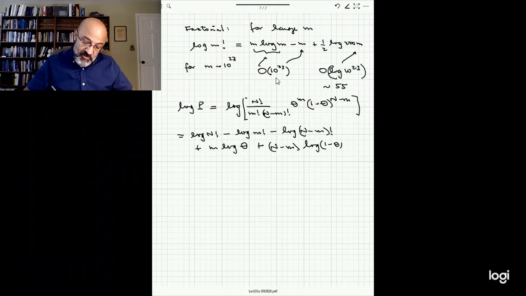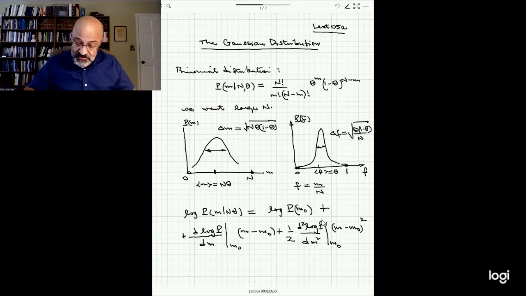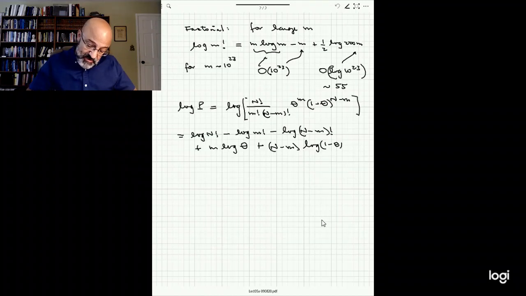And so now we're going to calculate the derivative of the log of this quantity. What we need is to compute the various derivatives, the first derivative and the second derivative. So here we go. First, the derivative of the log n factorial, that's 0. It contains no m's. So we go to the derivative of the second.